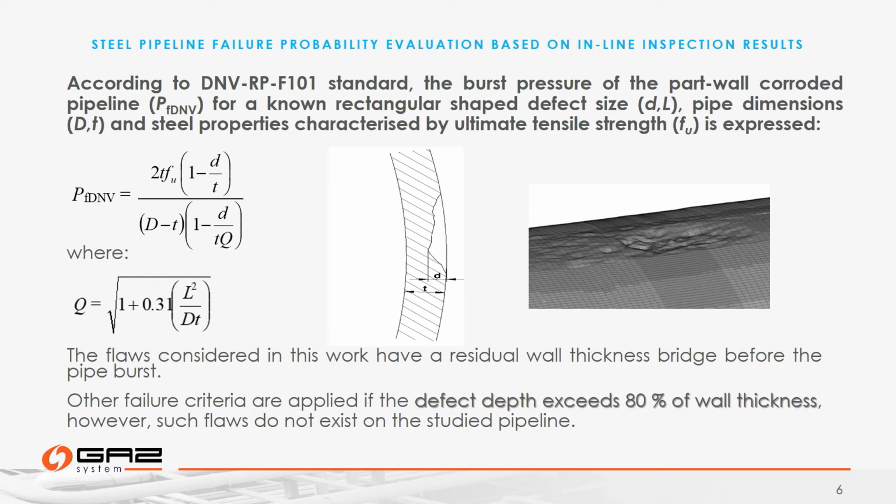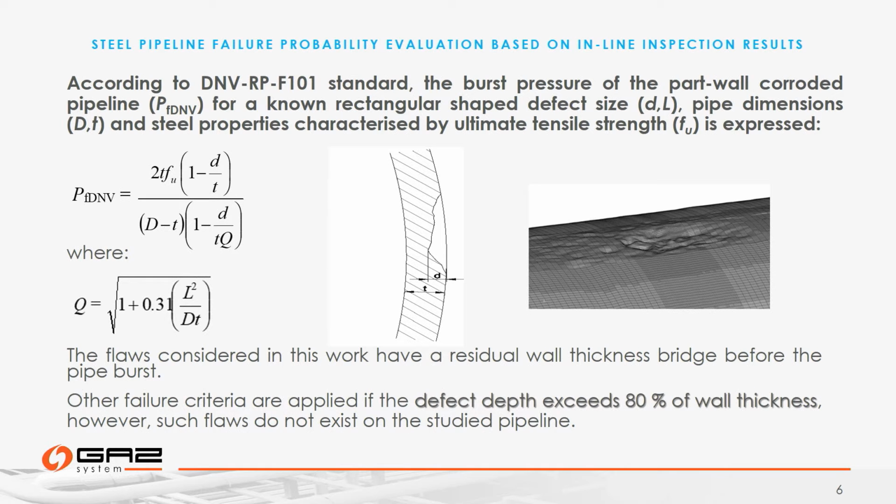We have employed the well-known DNV recommended practice to calculate the burst pressure of the pipeline with corrosion defect, where the depth of the corrosion is shown here as a maximum depth, and wall thickness, and the other parameters such as defect length, pipeline outside diameter, and material ultimate strength were treated as uncertain values.